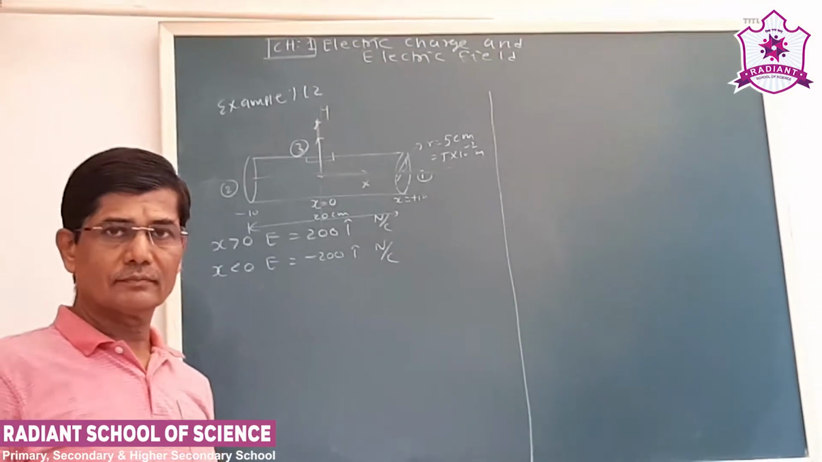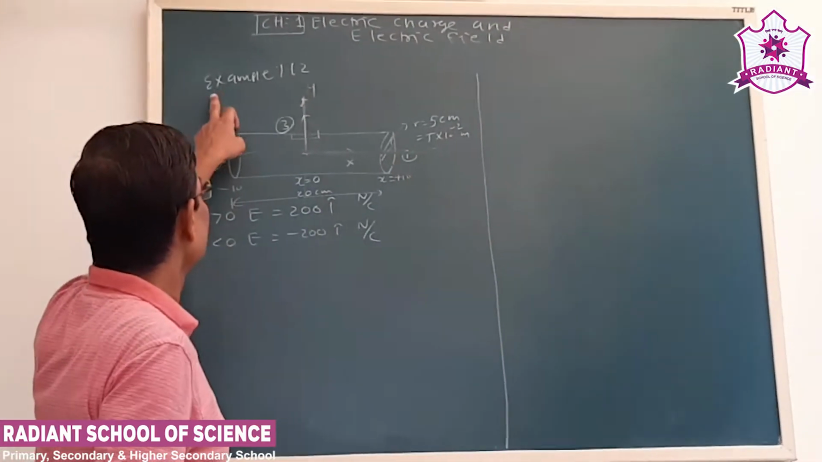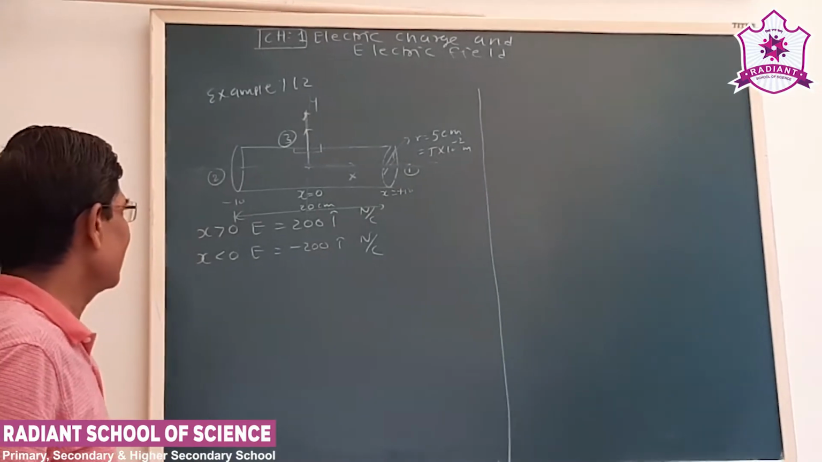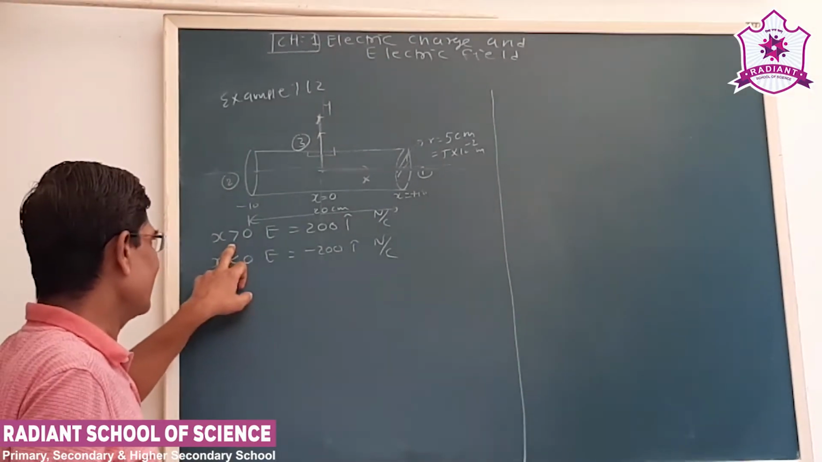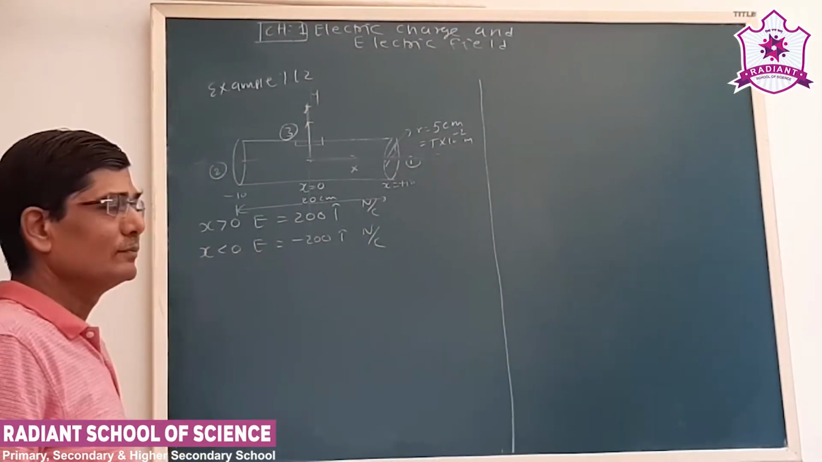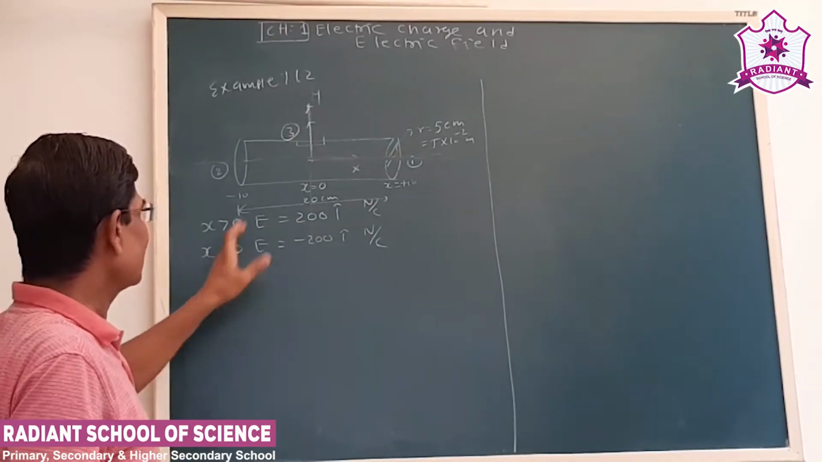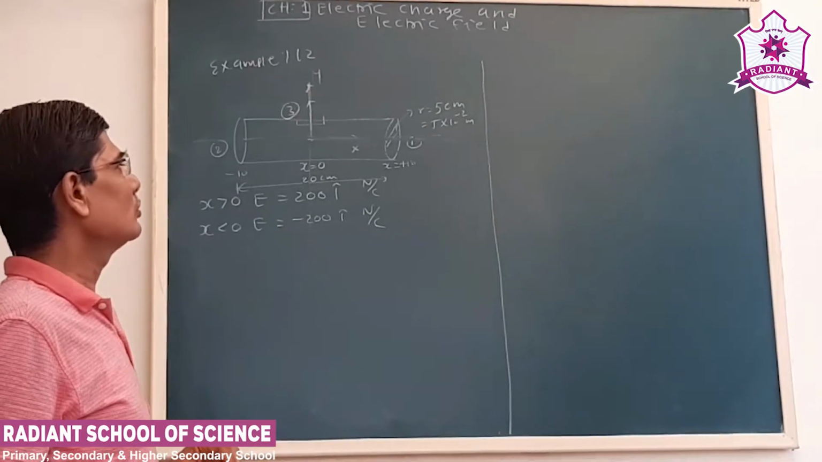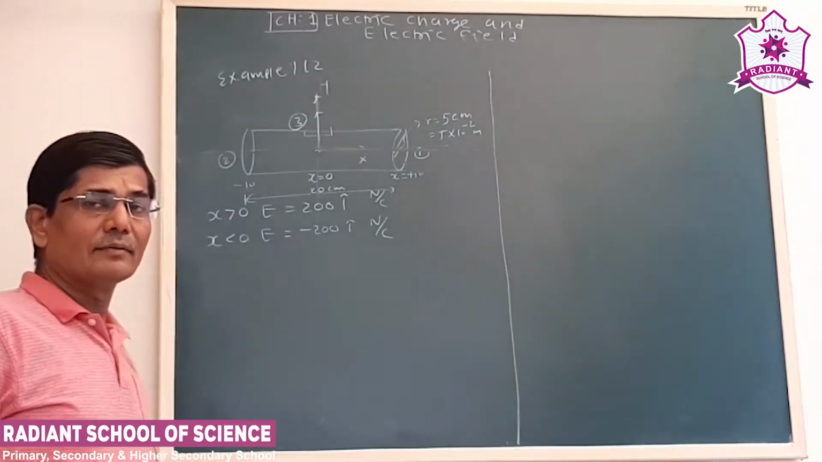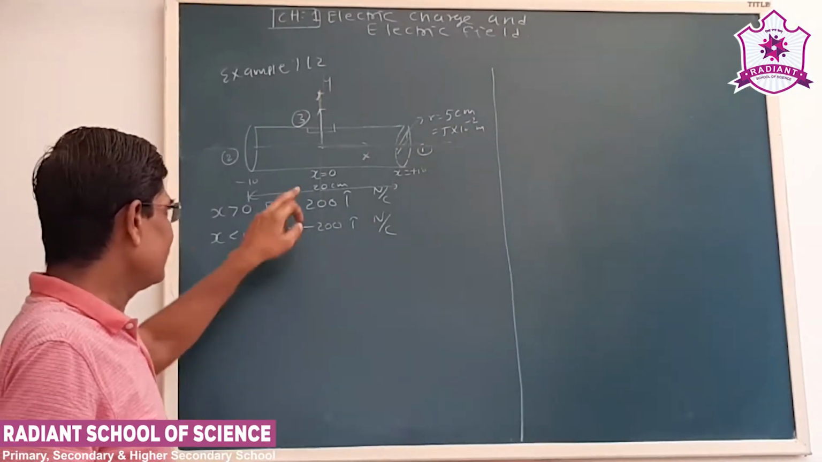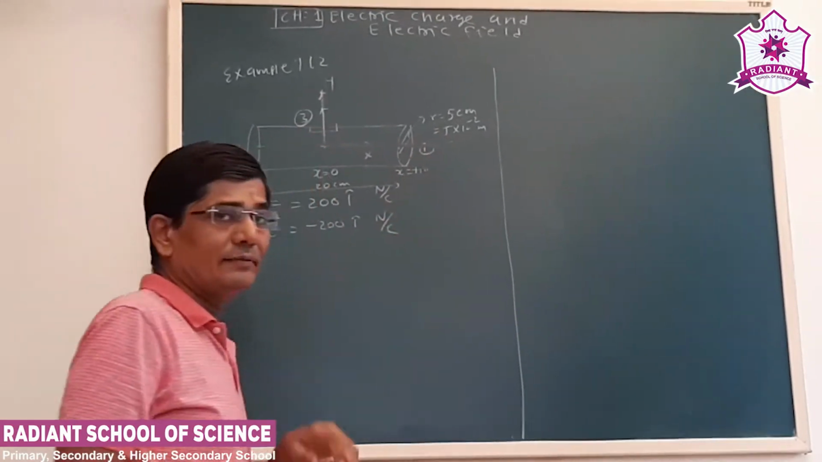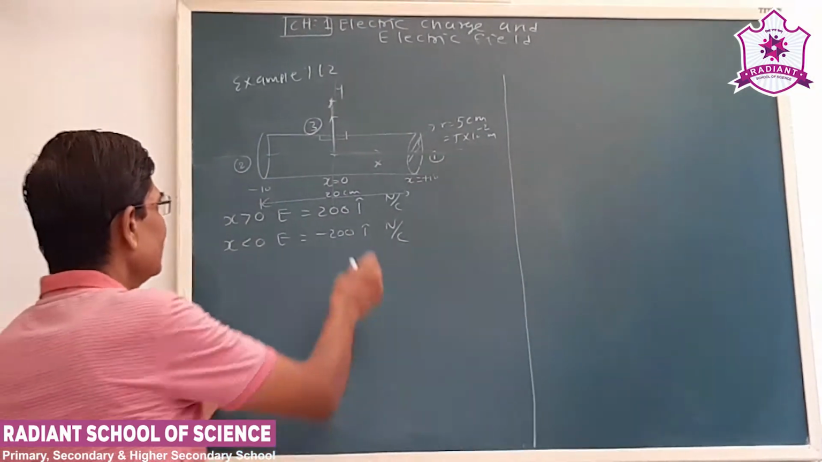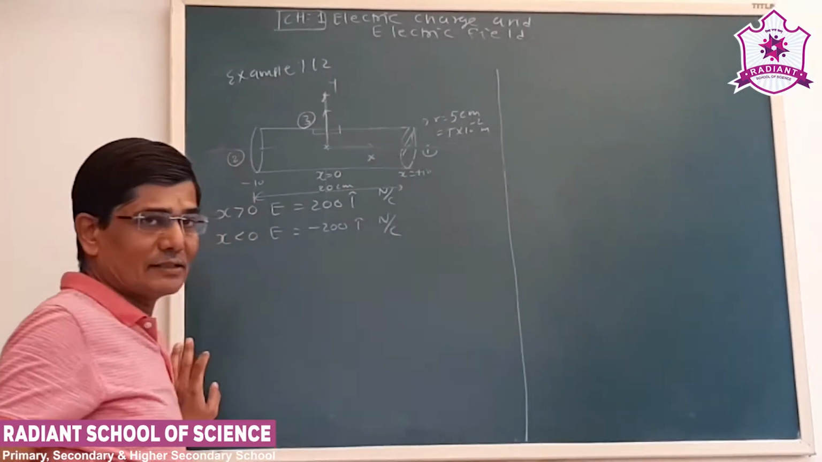Now next is example 1.12. So the question says, for x greater than 0 the electric field is 200 i caret, that is in the x direction. For x less than 0 the electric field is minus 200 i caret Newton per coulomb. Now see, a cylinder of length 20 centimeter and radius 5 centimeter is placed in such a way that the midpoint is at the origin, that is x is equal to 0.